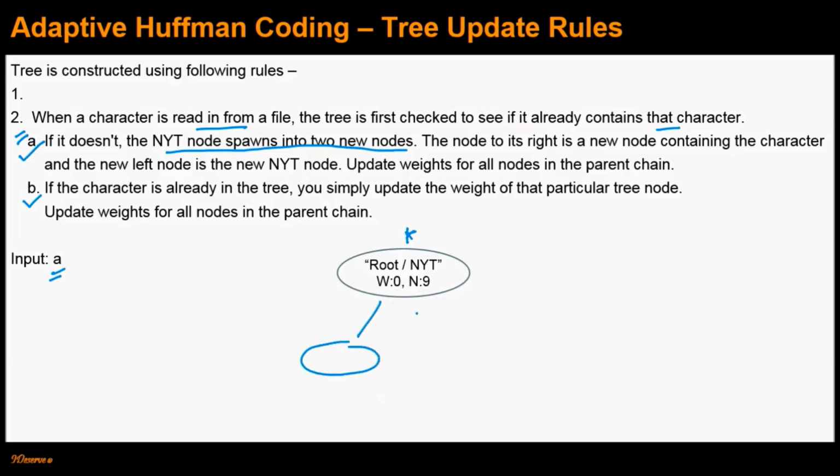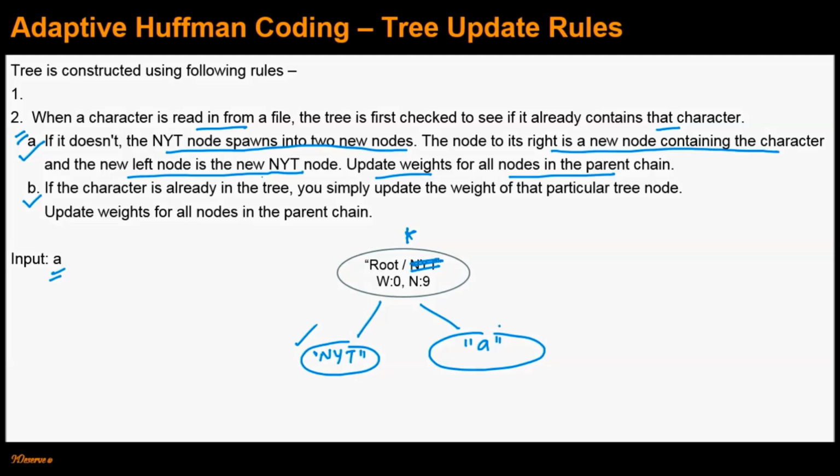Let's say this is node 1, this is node 2. The node to its right is a new node containing the character, and the new left node is the new NYT node. So the right node is node A, right? And the node to the left, that is this node, is the new NYT node. So this would be the NYT node. Now the root node would no longer be the NYT node. So this is not the NYT node. And lastly, we need to update the weights for all nodes in the parent chain.